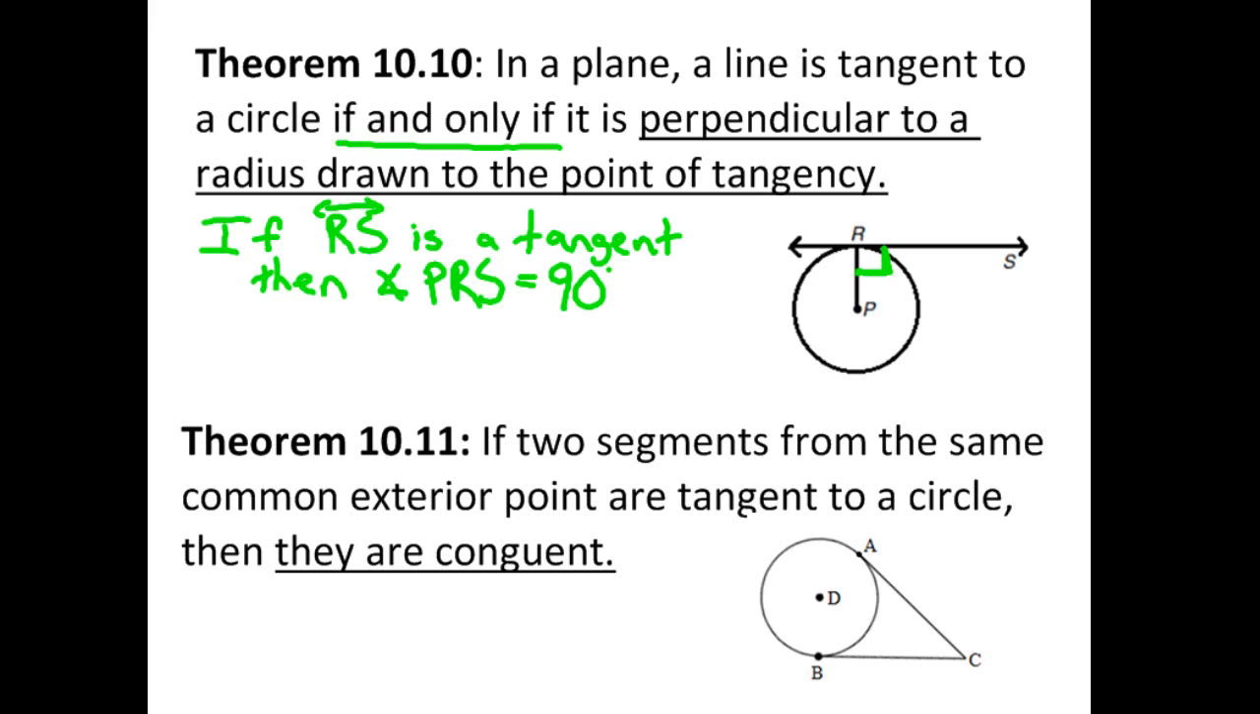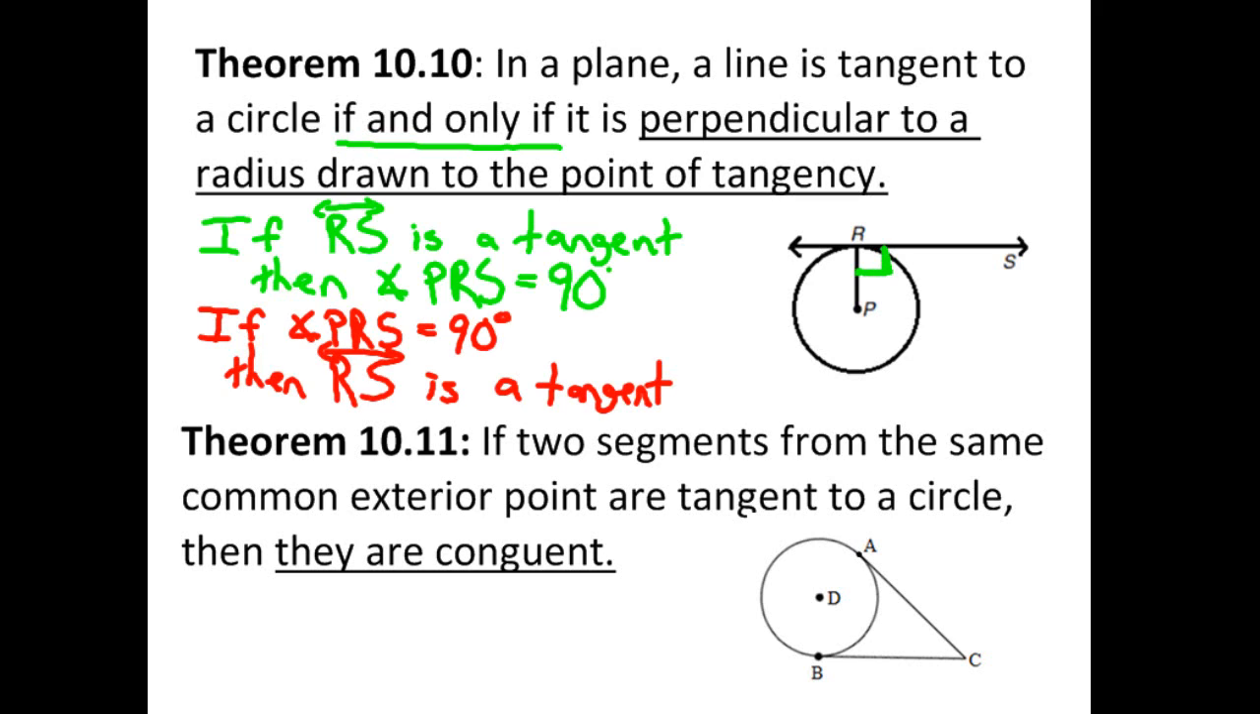It's also saying that if angle PRS is 90 degrees, then RS has to be a tangent. Again, it says both this if-then statement and its converse because of the if and only if part. Again, it works both ways. And the second theorem here says if two segments from the same common exterior point are tangent to a circle, then those segments have to be congruent to each other.